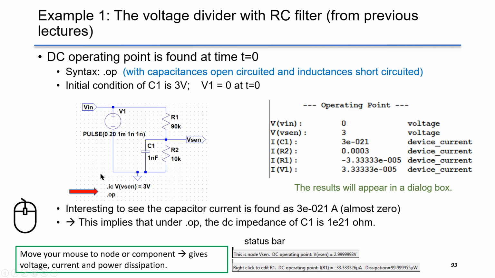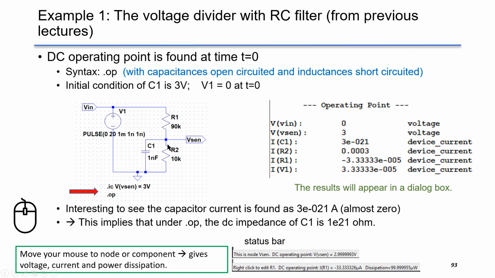The initial condition in this case is defined as .ic V(sense) equals 3 volt at t equals 0. We know that this is a pulse given at 1 millisecond, so at time equals 0, V1 is 0 volt. After you run the simulation, this dialog box will pop up and gives the voltage at Vin, which is 0, and Vsense, which is 3 volt as the initial condition. The current over C1 is pretty small, which is approximately 0.